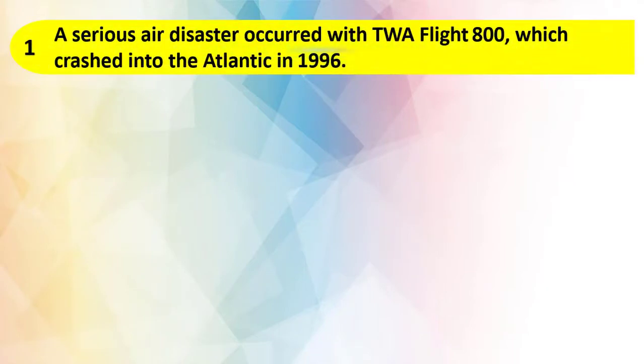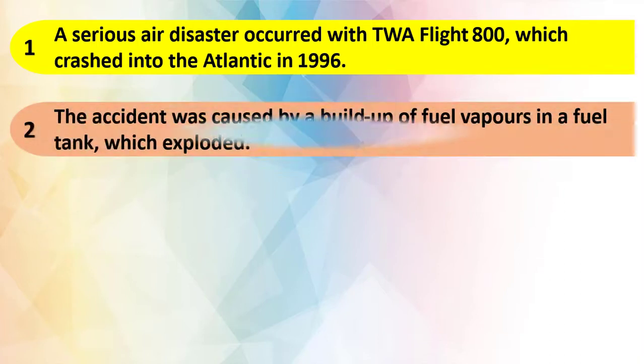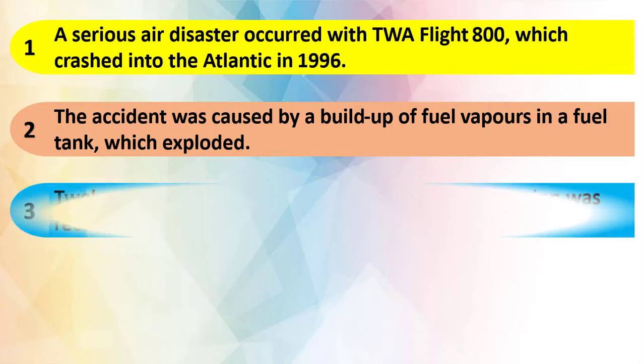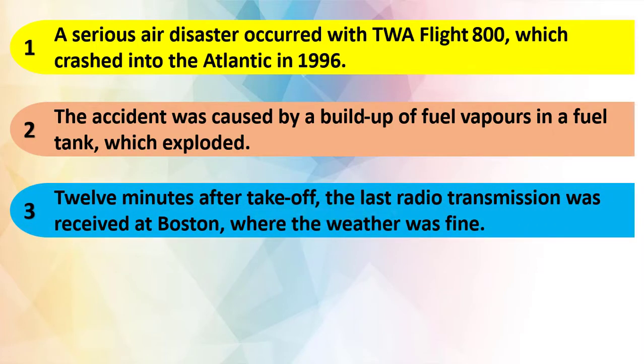Welcome back, my dear students. Now let's check your answers. Number 1. A serious air disaster occurred with TWA Flight 800, which crashed into the Atlantic in 1996. Number 2. The accident was caused by a build-up of fuel vapors in a fuel tank, which exploded. 3. 12 minutes after takeoff, the last radio transmission was received by the control tower at Boston, where the weather was fine.